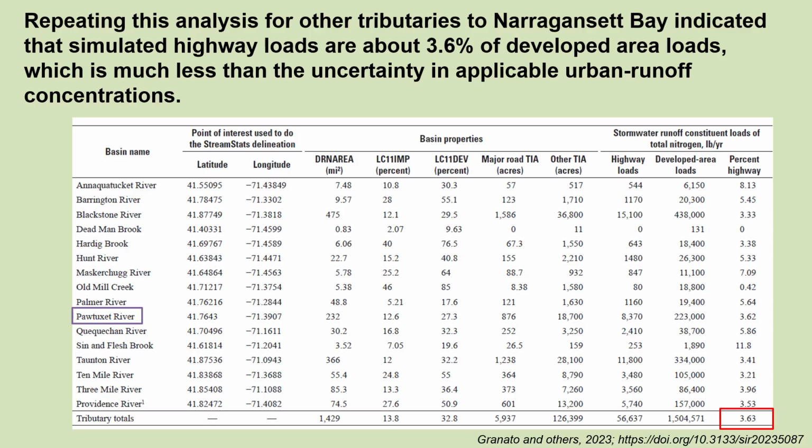So again, we can repeat this analysis. We can do this for other tributaries and get a sense for what proportion of the total nitrogen stormwater runoff load is coming from roadways, which can be really helpful information, again, for the development and response to TMDLs.